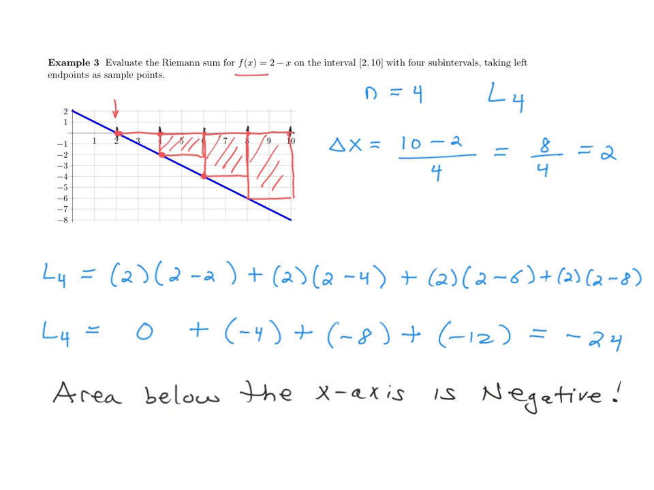So in general, area is a positive number, but when we're talking about the definite integral or the Riemann integral, the way we define it, if your function goes below the x-axis, the area will be negative for that region.